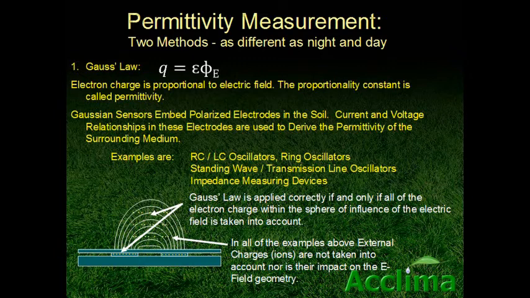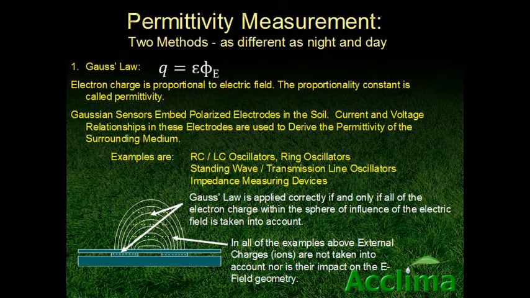Various clever electrode geometries have been designed along with various electronic circuits to sense permittivity as a function of current and voltage relationships in the electrodes. All soil moisture sensors that sense permittivity through current and voltage measurements are Gaussian sensors. They generally all work well in soils that are free from salts and other ionized substances.